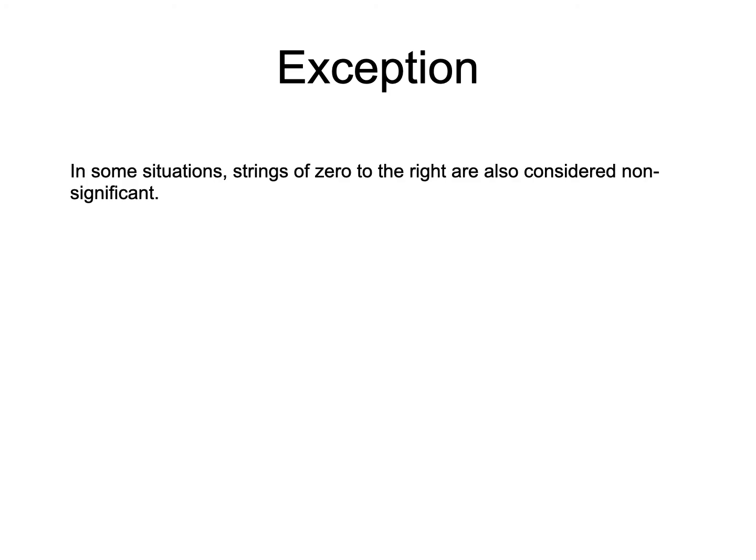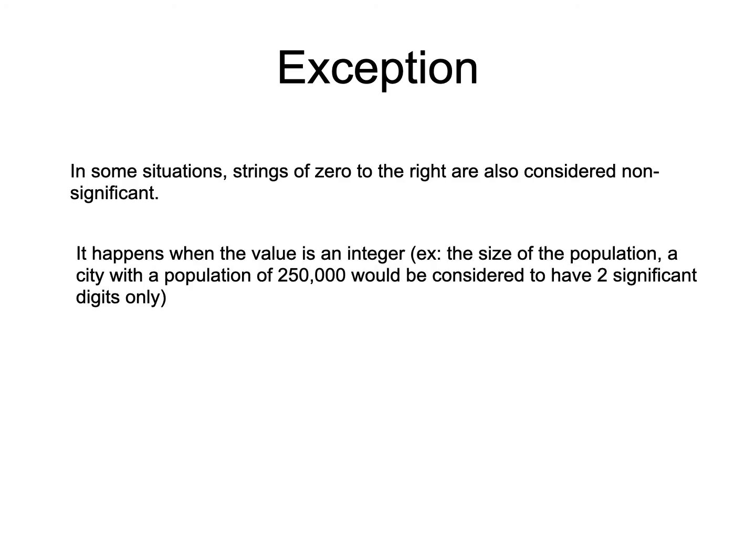However, there are situations where a string of zeros to the right is considered non-significant. Those situations involve integers, like when dealing with a population count. A population of 250,000 is written with only 2 significant digits, not 6. This exception makes it tricky to deal with quantities that are not integers in general.